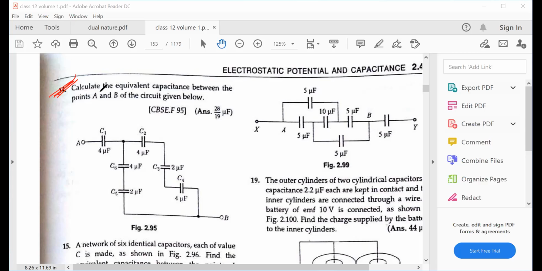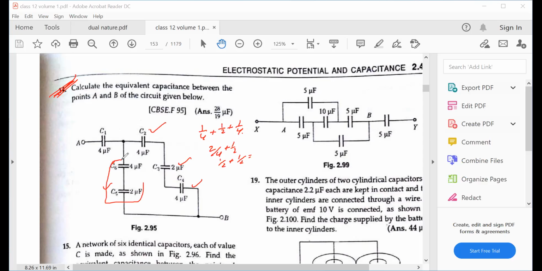Okay, got the answer? Check it. See, here there are three capacitors. C2, C3 and C4, all three are in series connection, and after that 4 and 2 are in series connection. So if you solve this one, the capacitor value will be 1 by 4 plus 1 by 2 plus 1 by 4. So the relation will be 2 by 4 plus 1 by 2. So it is 1 by 2 plus 1 by 2. You can solve this one like that.